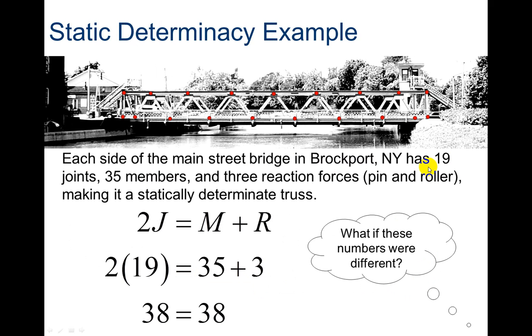5 plus 3 does equal 8. Okay. And you'll notice this on all bridges. Of course, we don't really have time to go and count all of those members and all of the joints, but if you did, you would find that yes, they are statically determinate or they wouldn't have been built.